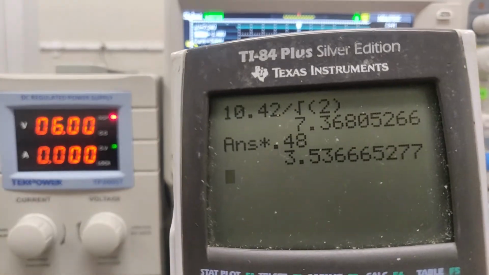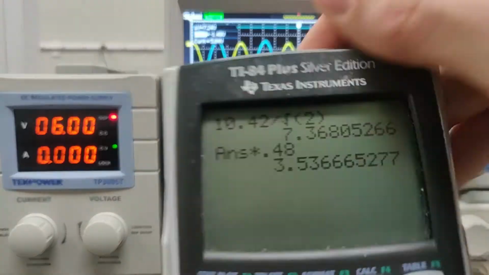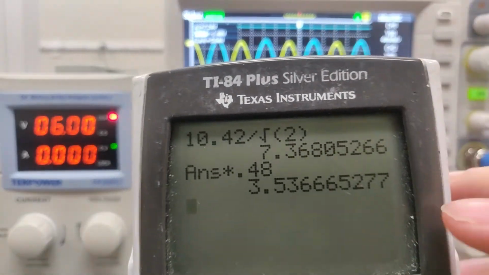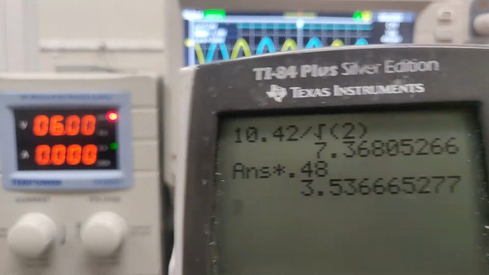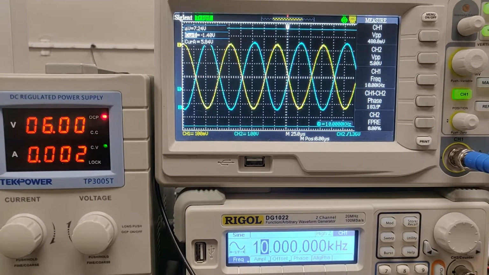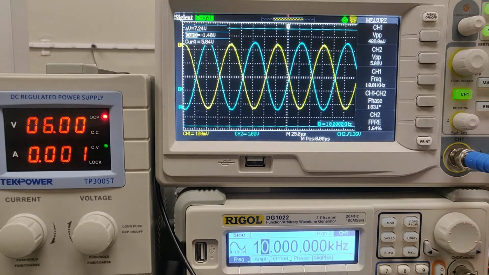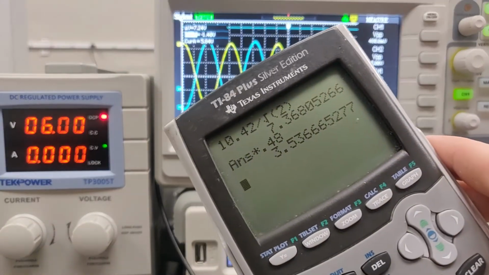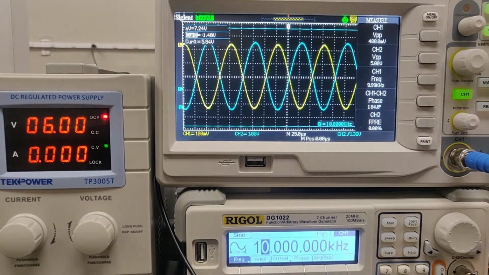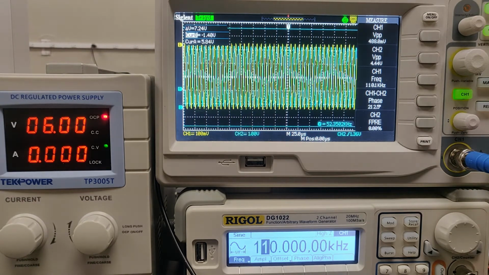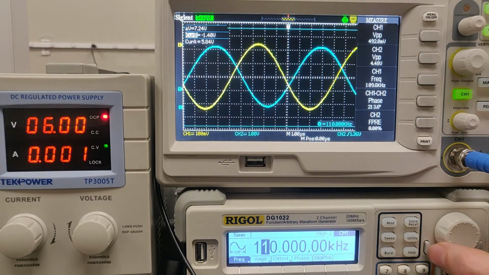The real number that we can keep in mind, though, is that our gain at the cutoff frequency should be 7.36. So maybe we'll have to adjust some values, but that's what we're shooting for. And then ballpark number we're looking for when our V out is 3.5-ish. So let's start increasing our frequency.